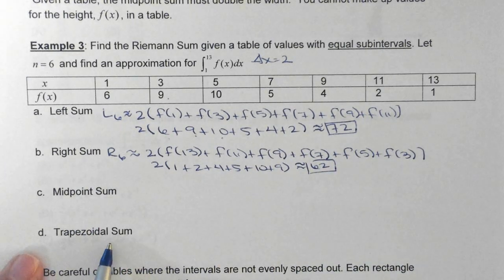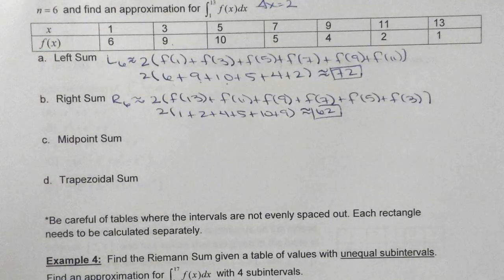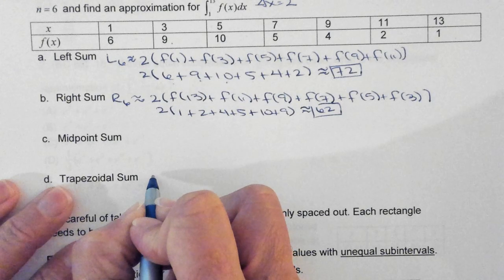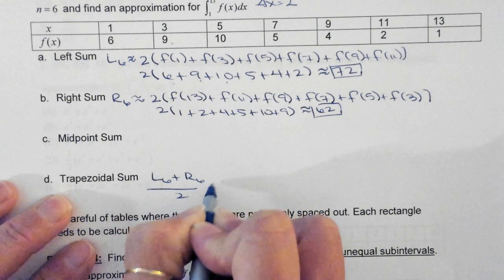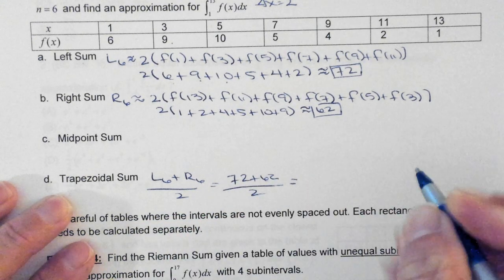Okay, can we jump to the trapezoidal? And we'll do midpoint in just a second. How do I do trapezoidal? Yes. So you've got L sub 6 plus R sub 6 divided by 2, which is 72 plus 62 divided by 2. Drum roll.